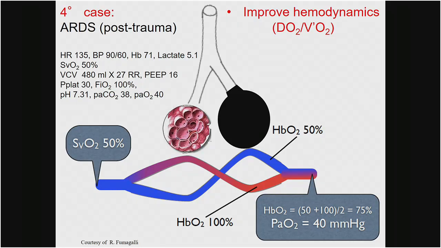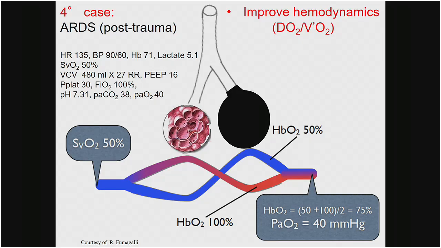So this is another case, a patient with ARDS post-trauma. This patient has a relatively low blood pressure, 90/60, with a high heart rate. The hemoglobin is 71 and the lactate is high, 5.1. The mixed venous oxygen saturation is 50%, and the patient is ventilated with volume control, 480, respiratory rate of 27, and PEEP of 16. Plateau pressure is 30, and FiO2 is already 100, with a PF ratio that is very worrisome. We have a PF ratio of 40 here, given the FiO2 of 100 and PO2 of 40.